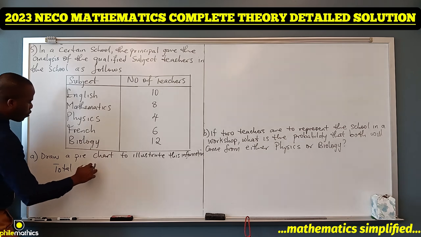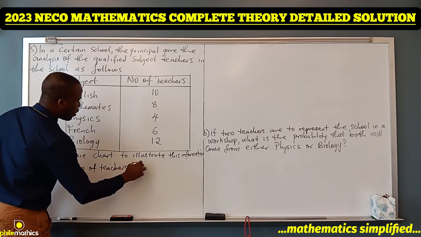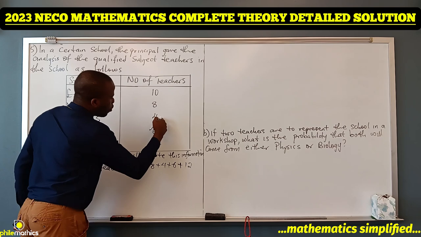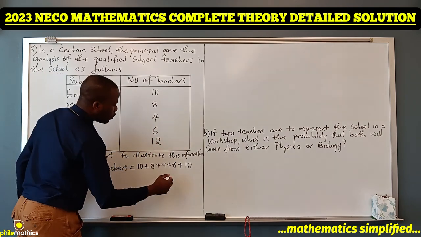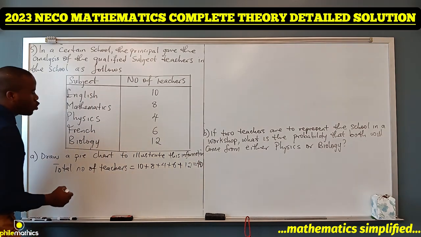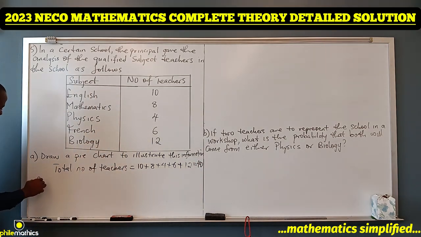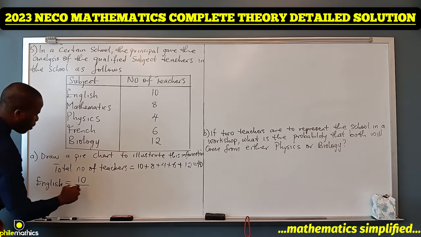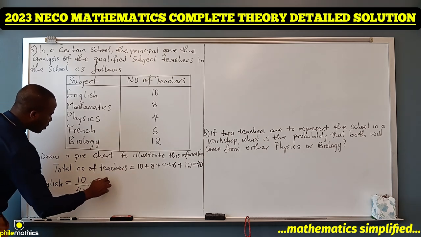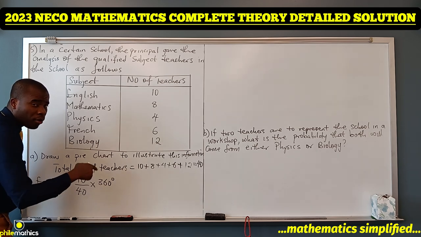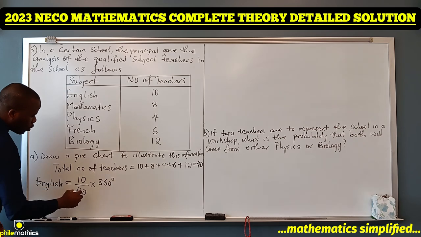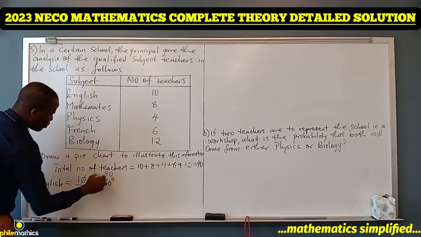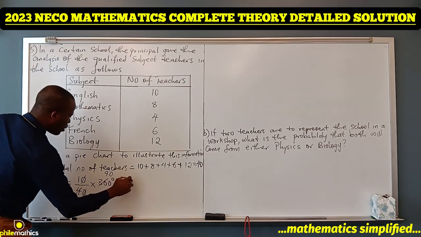Total number of teachers will be 10 plus 8 plus 4 plus 6 plus 12. 10 plus 8 is 18, 18 plus 4 is 22, 22 plus 6 is 28, 28 plus 12 is 40. So this is 40 teachers. So in the pie chart, English will represent 10 over the total number of teachers, 40, times 360, because 360 is the sum of angles at a point, because a pie chart is a circle. So 0 can cancel 0, 4 can go into 360 90 times.